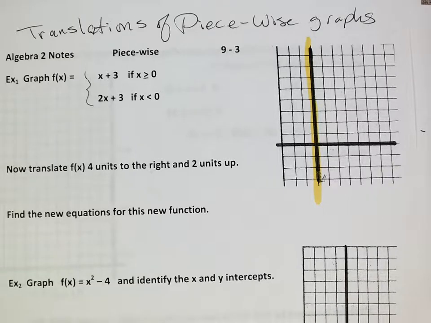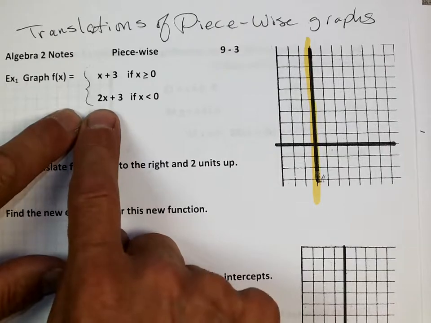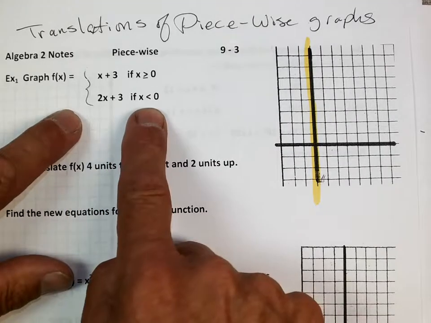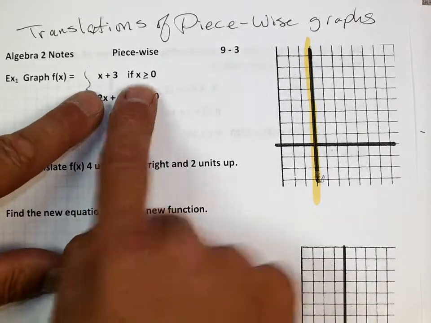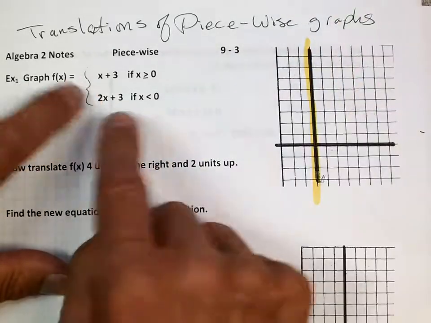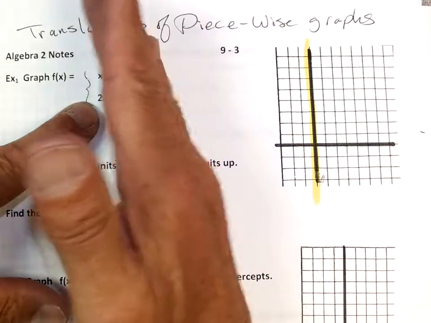Let me go through this slowly, okay? So what we want to do is first just graph. We know this is a piecewise graph. We know they're connected. They're connected at 0. Everybody agree with that? The first graph is going to be greater than 0, so it's going to be on this side. The second graph is less than 0, so it's going to be on the back half, right?